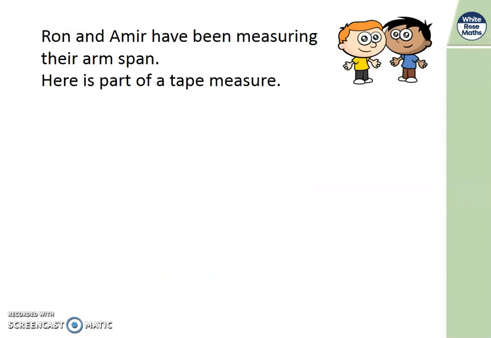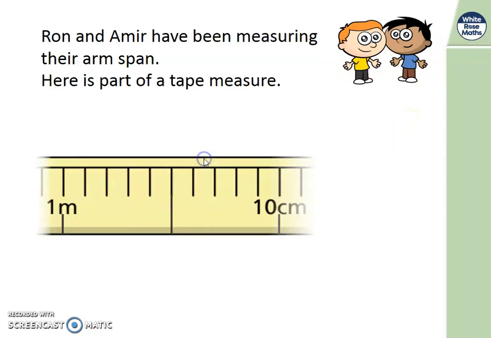Ron and Amir have been measuring their arm span. That means how wide it is from one hand all the way to the other hand. Here is part of a tape measure. What do you notice already on there? 1 metre and 10 centimetres. Wonder what each little bit's worth then. Yes, each little mark in between is worth 1 centimetre.